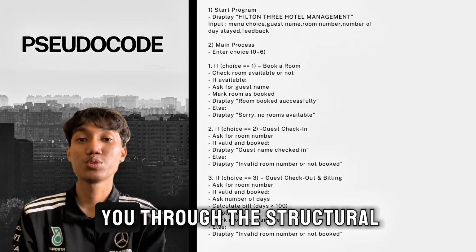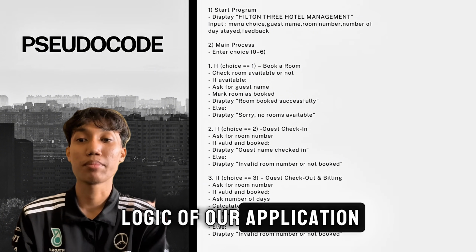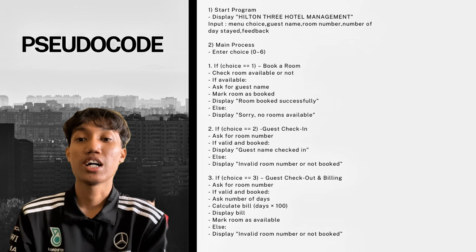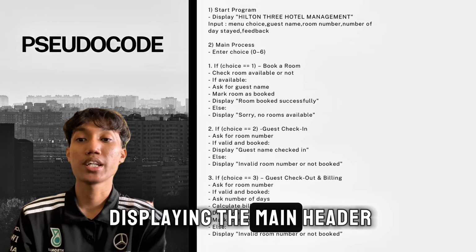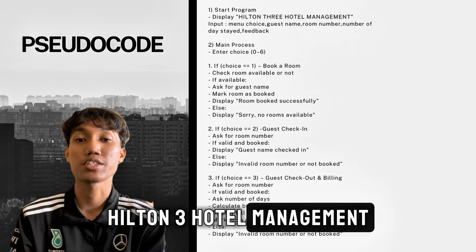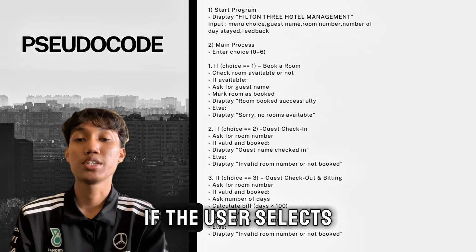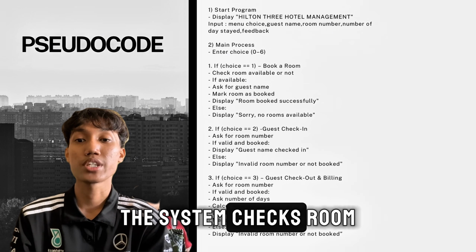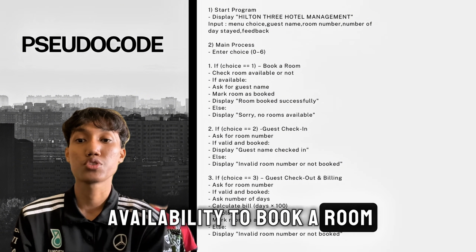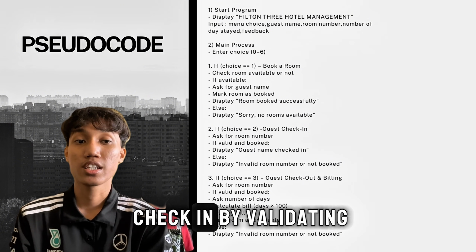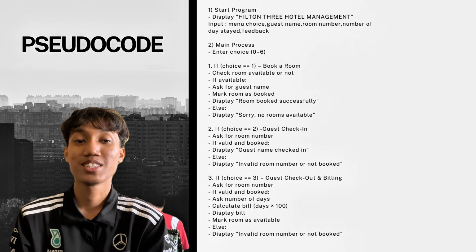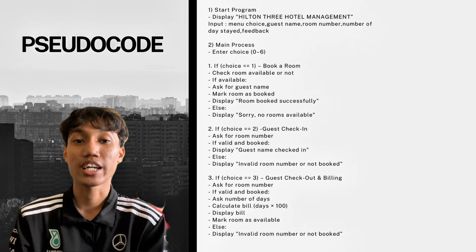Now, I will walk you through the structural logic of our application starting with the pseudocode. Our program starts by displaying the main header Hilton 3 Hotel Management and prompts the user for a choice from 0 to 6. If the user selects choice 1, the system checks room availability to book a room. Choice 2 handles guest check-in by validating the room number. Choice 3 manages guest check-out and billing, where the bill is calculated based on the number of days stayed multiplied by the room rate.